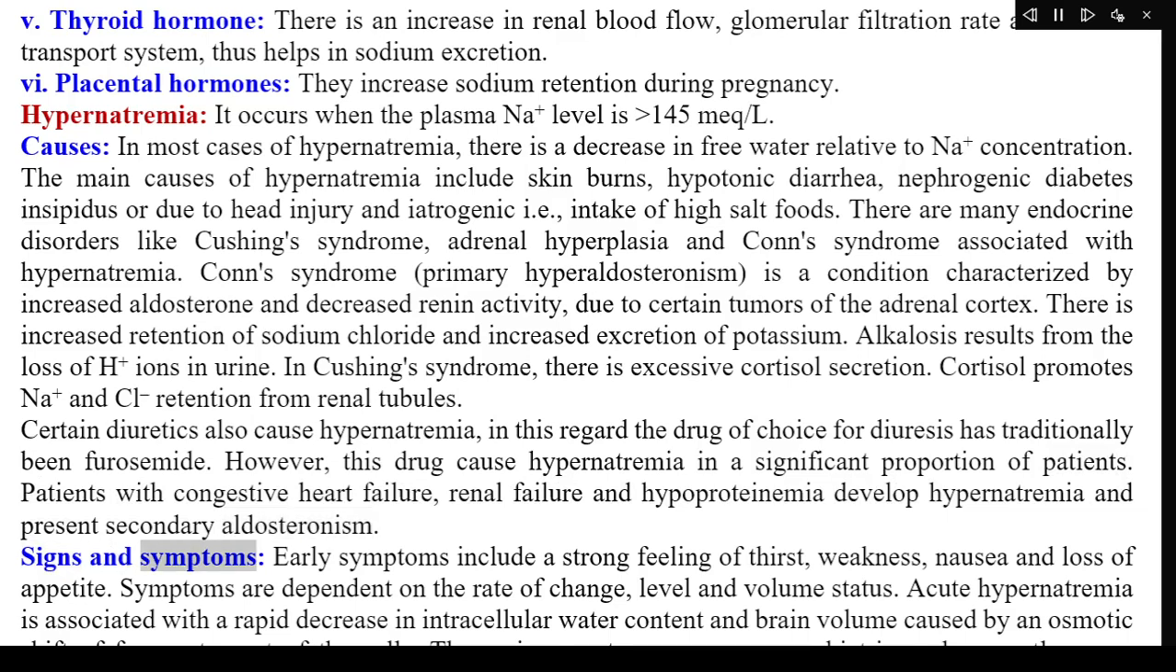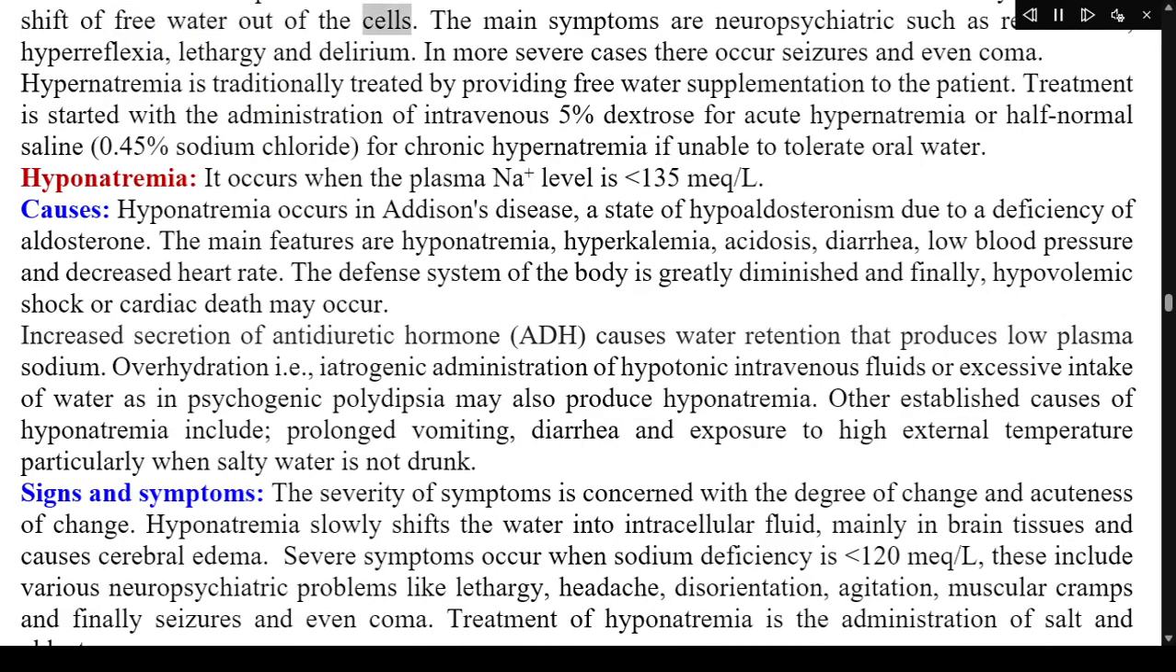Signs and symptoms. Early symptoms include a strong feeling of thirst, weakness, nausea, and loss of appetite. Symptoms are dependent on the rate of change, level, and volume status. Acute hypernatremia is associated with a rapid decrease in intracellular water content and brain volume caused by an osmotic shift of free water out of the cells. The main symptoms are neuropsychiatric, such as restlessness, hyperreflexia, lethargy, and delirium. In more severe cases there occur seizures and even coma.